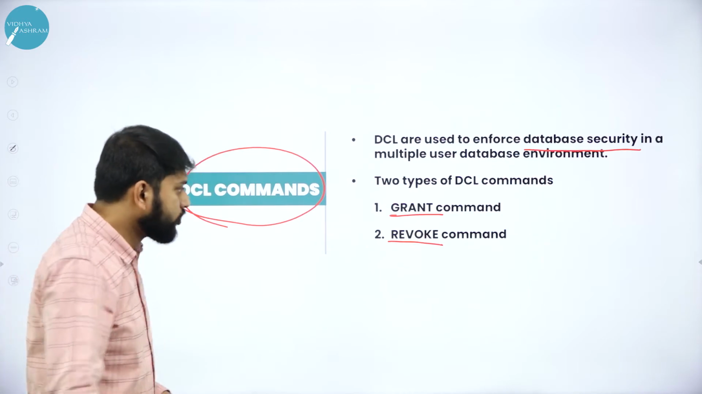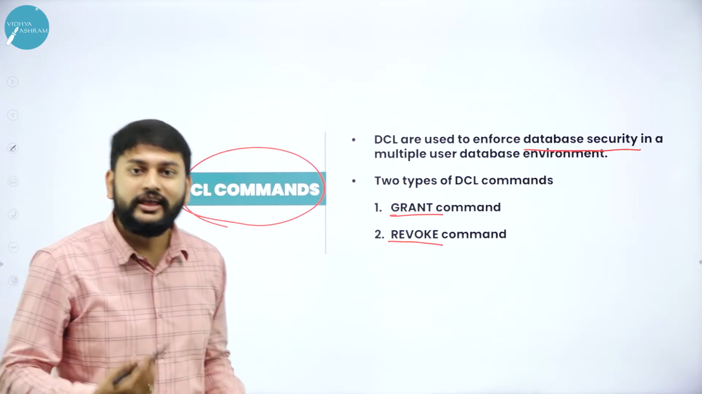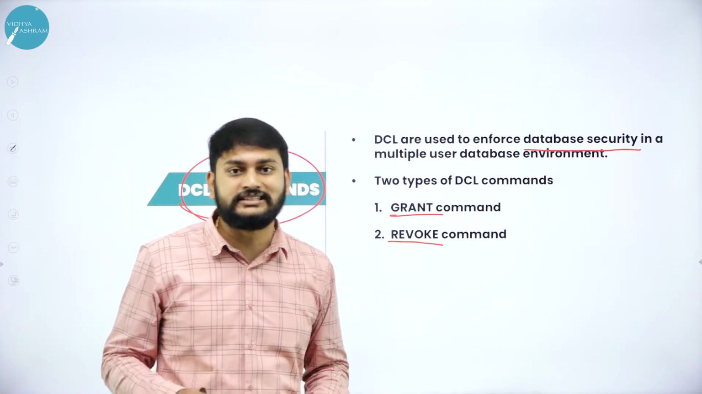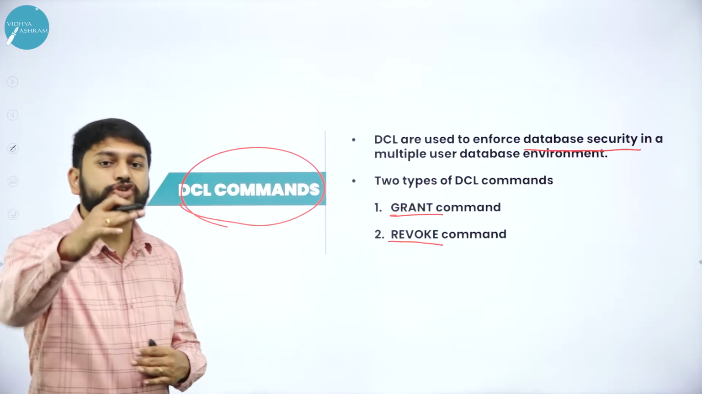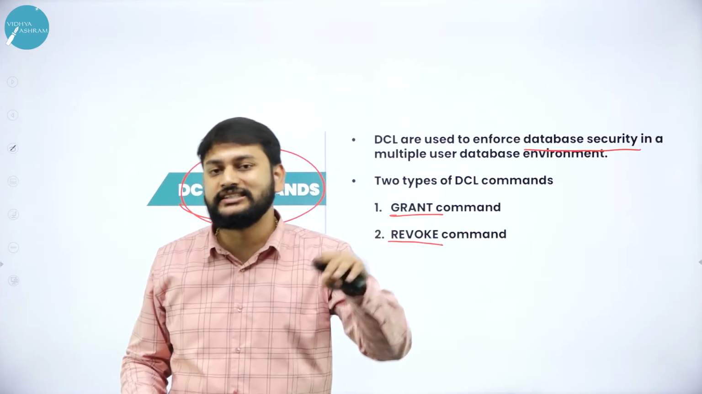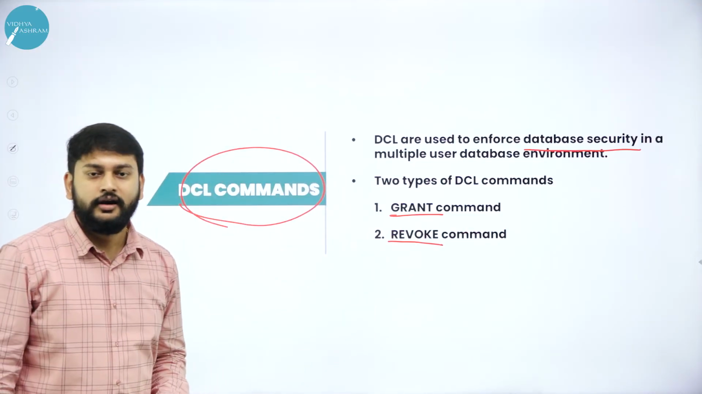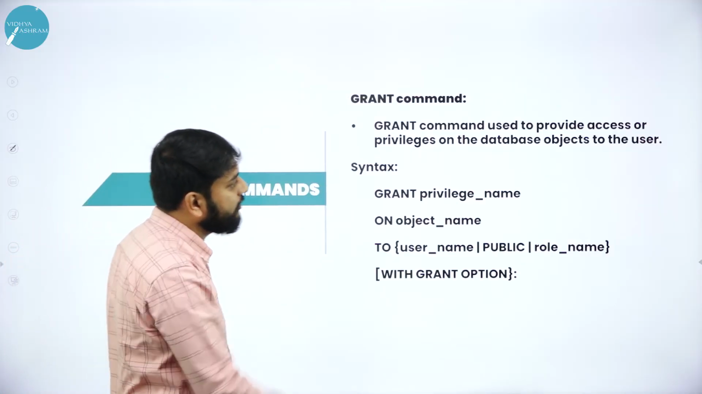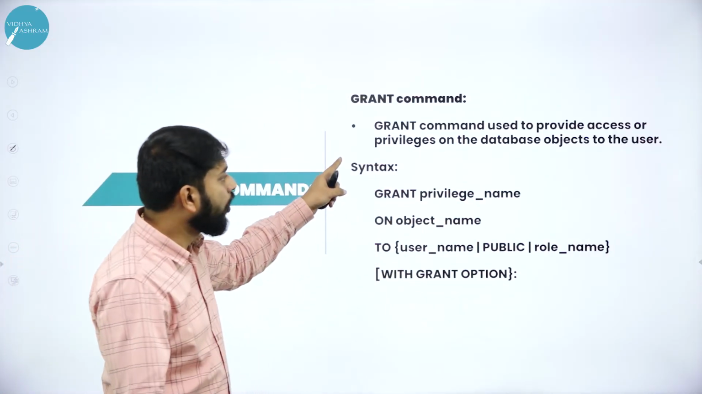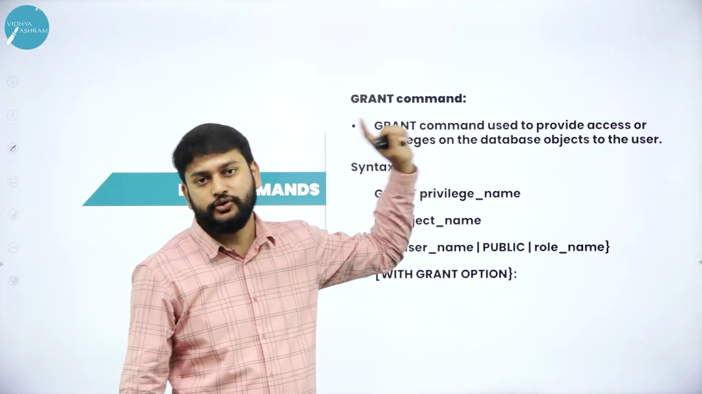You got my point? So grant and revoke will give you the access rights. We call it privileges. I'm giving you the privilege to access that file, right? So what is the syntax for that? Let's have a quick look. So guys, the grant command is used to provide access or privileges on database objects to the user.